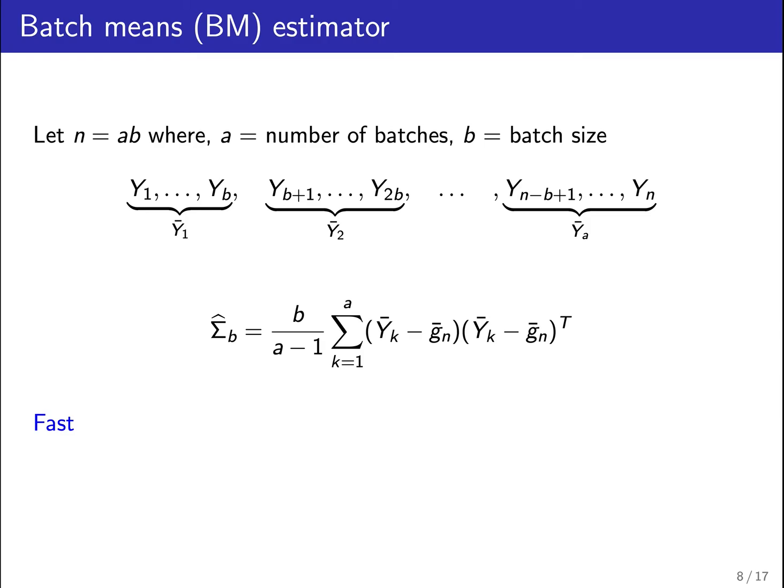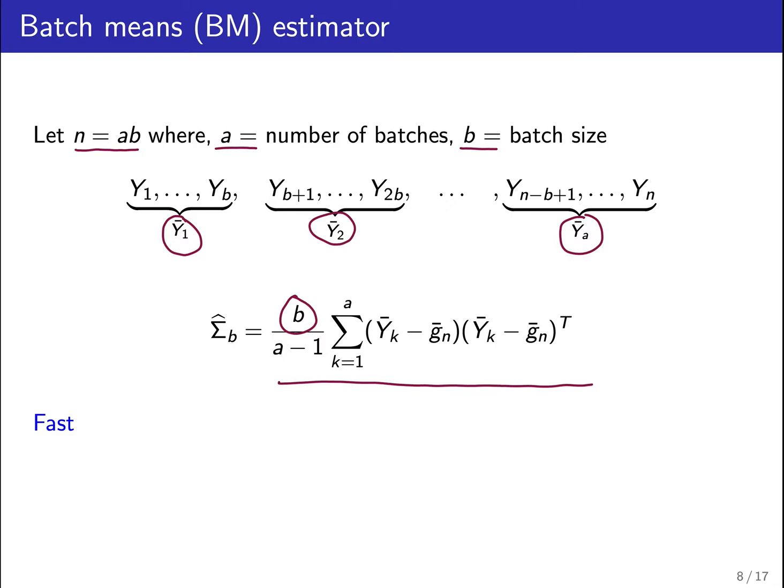So I'll take a few minutes to explain that here. So what the batch means estimator does is it takes your sample size n and it breaks it up into a number of batches, each batch of size b. And so if I look at y1 through yb and yb plus 1 through y2b and the last bit of b's, and I look at the average vector within each batch, those are my y bars going from y bar 1 to y bar a. So those are the batch mean vectors. And now if I just look at the sample covariance matrix of those y bar k's, scale it appropriately by b on the outside, then that gives me my batch means estimator.